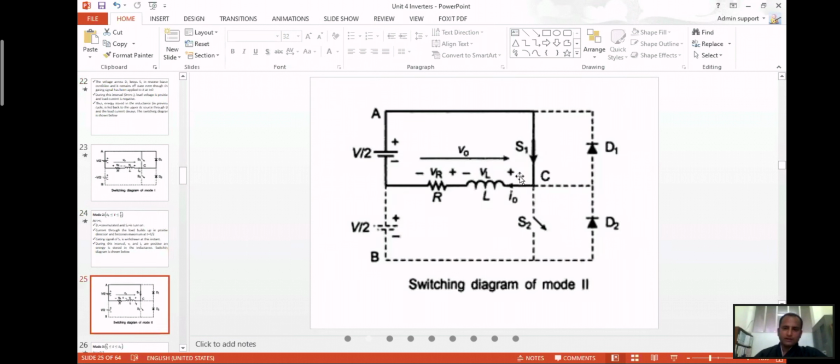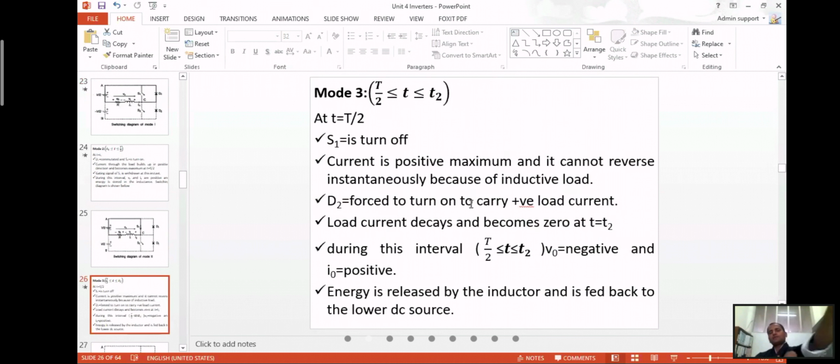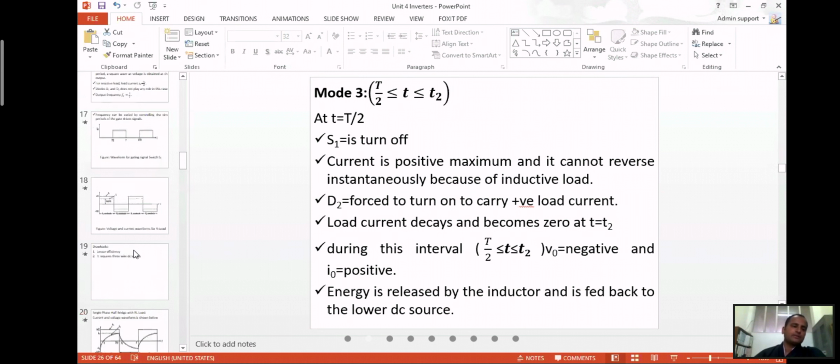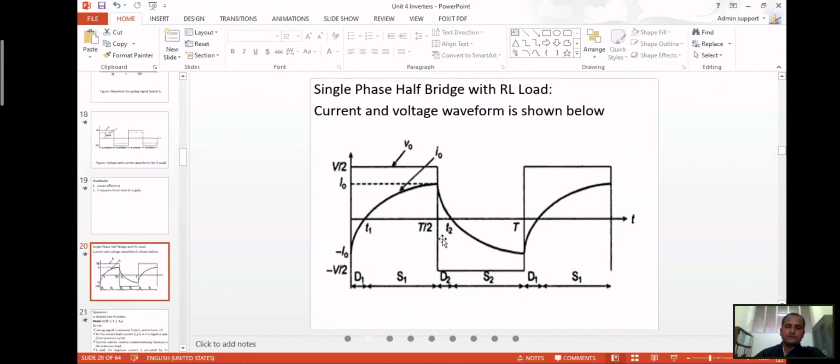At this point, S1 is conducting, and G2 is off. In the previous case, G1 was off and S2 was conducting. In this case, S1 is conducting, and this switching diagram is mode 2 when S1 is conducting. Mode 3 is from T by 2 to T, and this is the point in mode 3 operation.